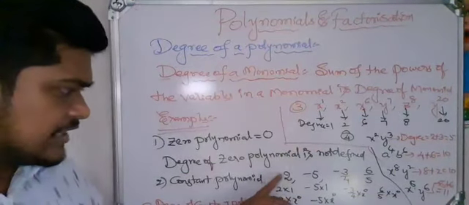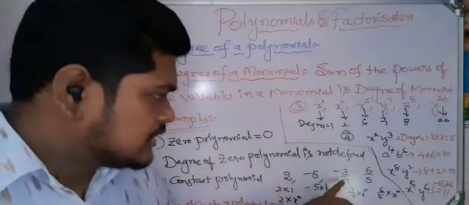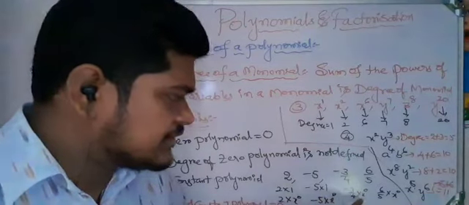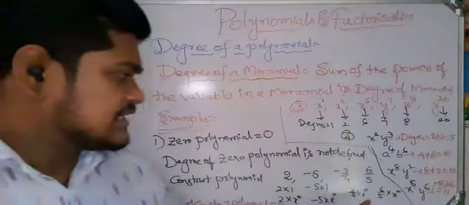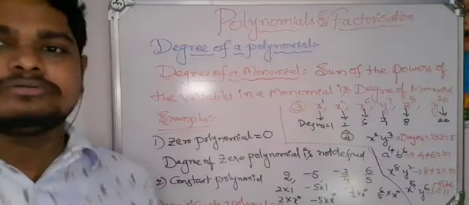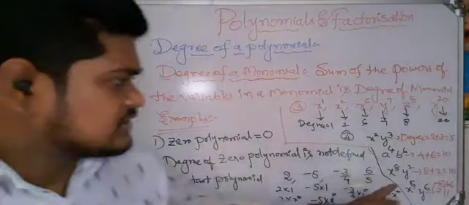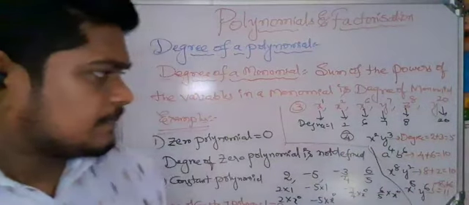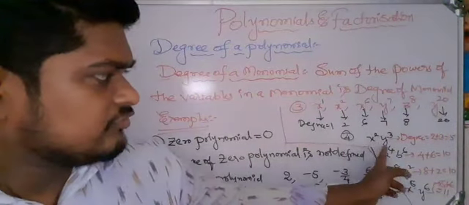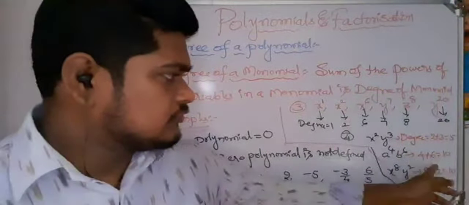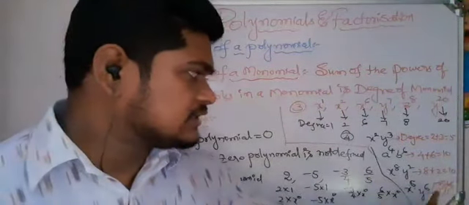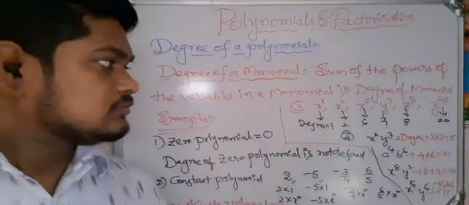Constant polynomial we have to express 2 into 1, 5 into 1, minus 3 by 4 into 1. That is minus 3 by 4 into x power 0. Okay, and same like that 6 by 5 into x power 0. Okay, this one is the same degree. Here two variables are there. 2 plus 3 that is equal to 5. Next 4 plus 6 is 10. Next 8 plus 2 is 10, like that.